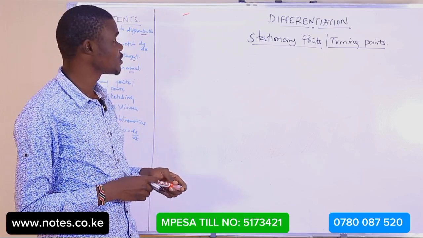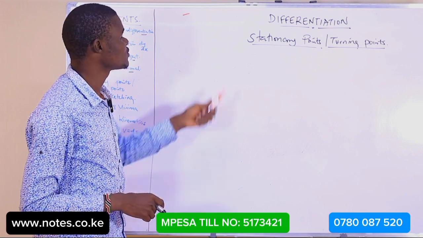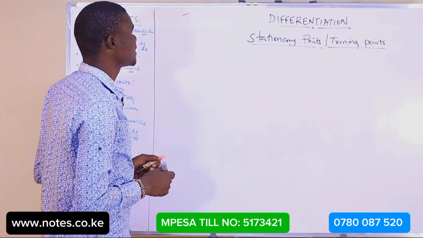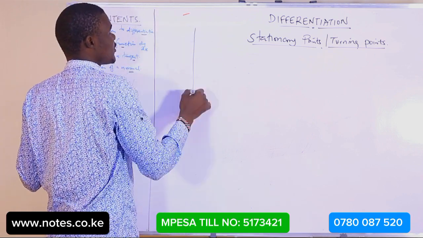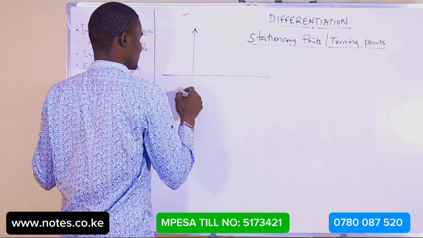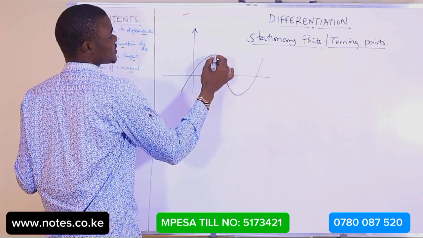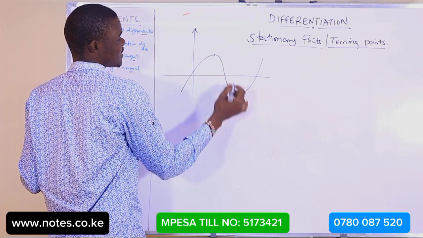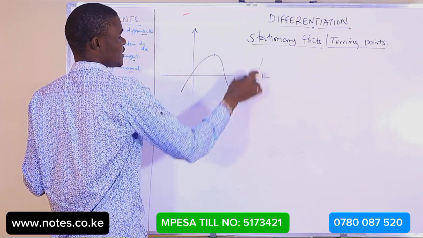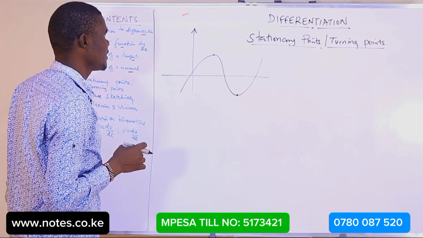So welcome to our part 2 of the lesson on differentiation. Today we are going to look at stationary points or turning points, okay? So basically we say that stationary points are the points where the curve turns. So if you have a curve like this, these points at which the curve turns are called stationary points or turning points.